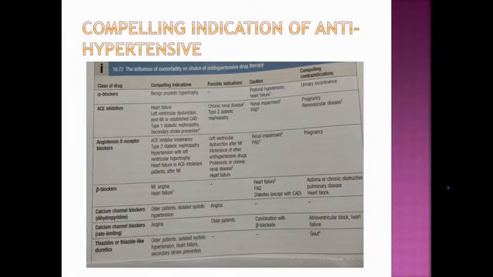Beta blockers. The compelling indication of beta blockers is hypertension with myocardial ischemia, myocardial infarction, and in case of heart failure, it should be chronic heart failure and it should be cautiously used, mainly bisoprolol. The main contraindication of beta blocker is asthma, that is obstructive airway disease, asthma or COPD, and heart block.